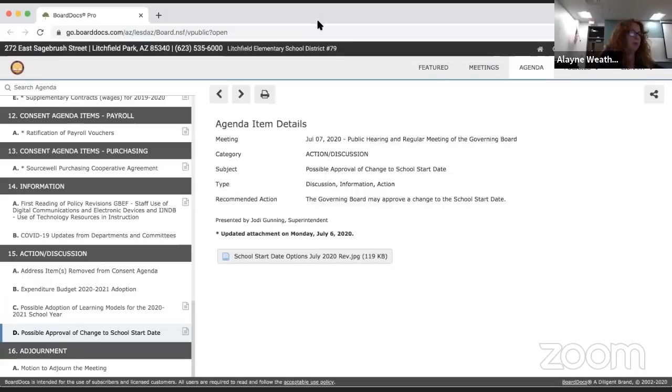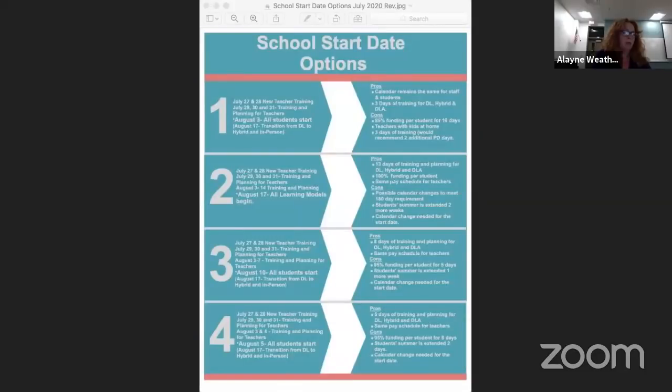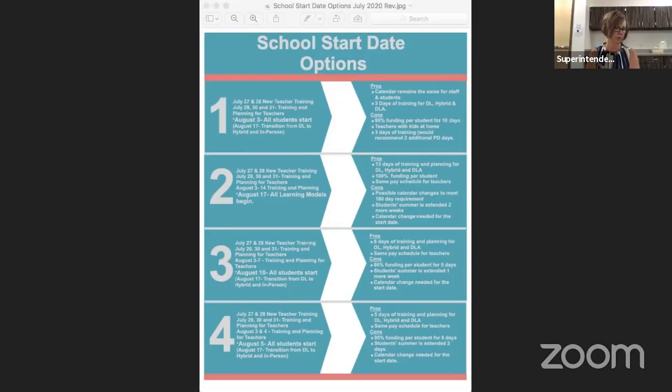Item 15, last on the list, possible approval of change to school start date. So I think we've talked about this a little bit, but I think Jody's going to go through the options we have to decide on tonight. Okay, so we wanted to look at several options when we're looking at return to school. And I know it's kind of small, but we included a lot of different things.